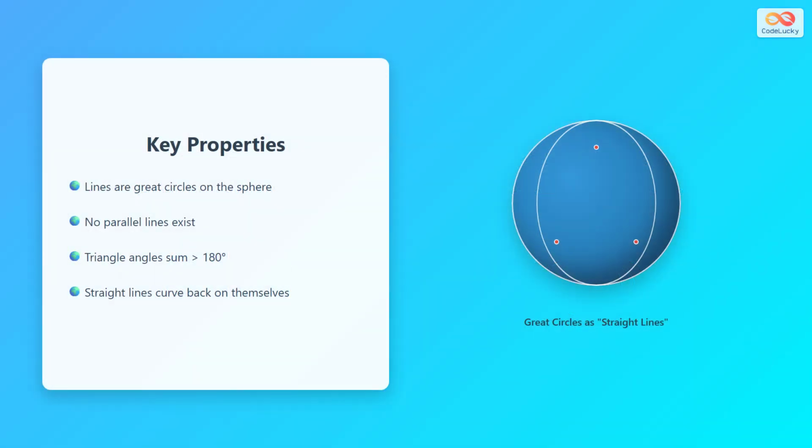Let us explore spherical geometry. In spherical geometry, lines are great circles on the sphere. These are circles with the same radius as the sphere itself. A key feature of spherical geometry is that no parallel lines exist. Any two great circles will always intersect. Also, the angles in a triangle on a sphere add up to more than 180 degrees. Finally, straight lines on a sphere curve back on themselves, eventually returning to their starting point.